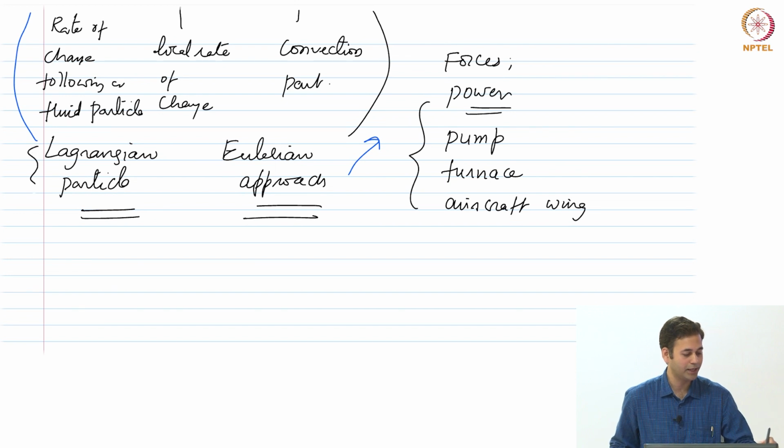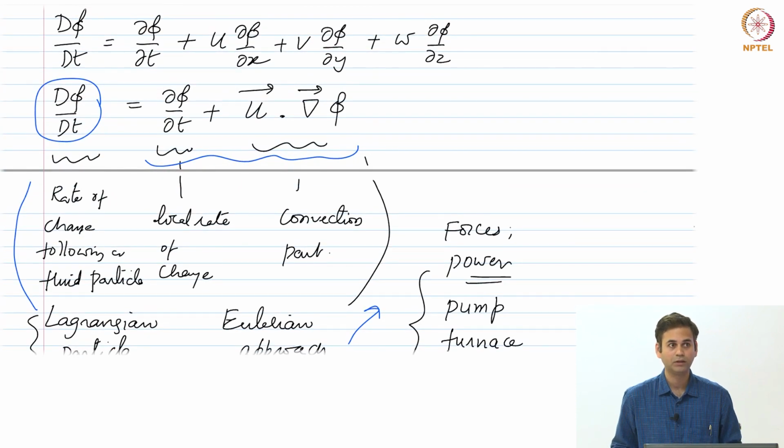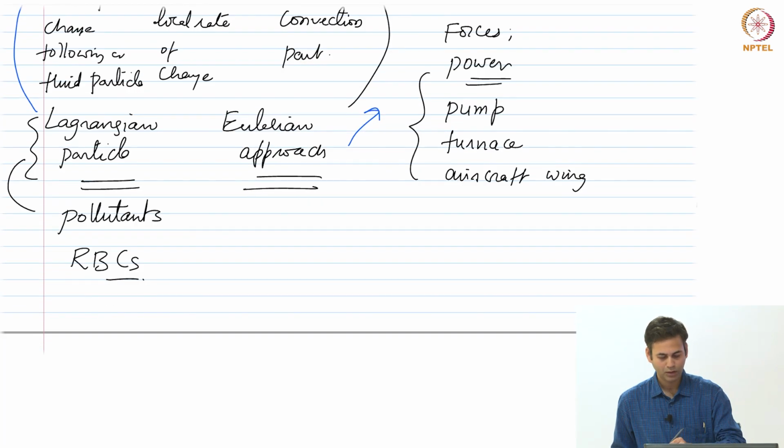And of course, the Lagrangian approach is also useful in certain calculations. For example, if you want to track the pollutants that are coming out of some plant, or if you want to track, let us say, red blood cells in your body. For all these things you would use a Lagrangian approach, which would be much more convenient and straightforward. Okay. Questions still here? You probably are already aware of all these things. Let's move on.